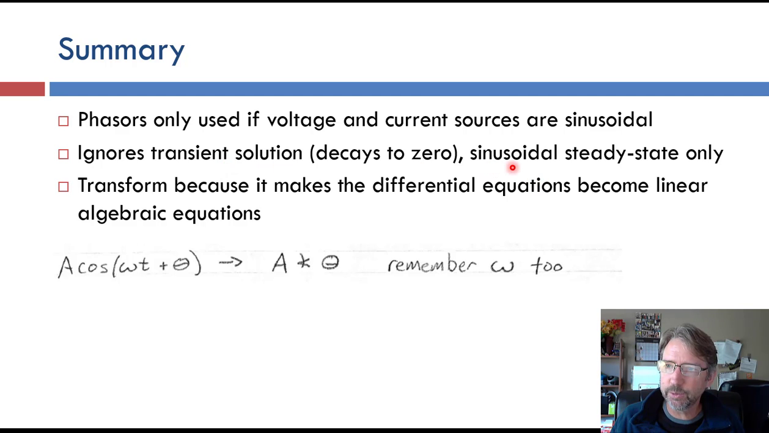So this is called sinusoidal steady state, which is different from DC steady state because we have sine waves, not constants. And we like this transform because it gets rid of differential equations. So the basic idea is A cosine(omega t plus theta) transforms to a phasor with a magnitude or amplitude of A and a phase of theta. So we're just copying certain parts of the equation. Omega will come in later too.